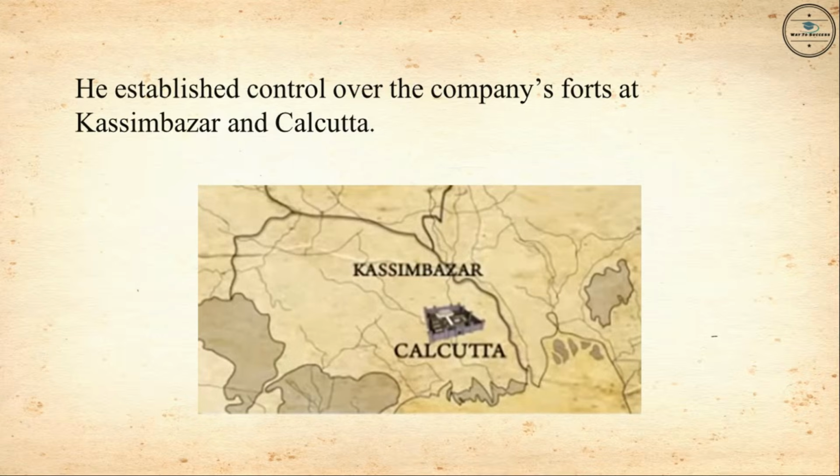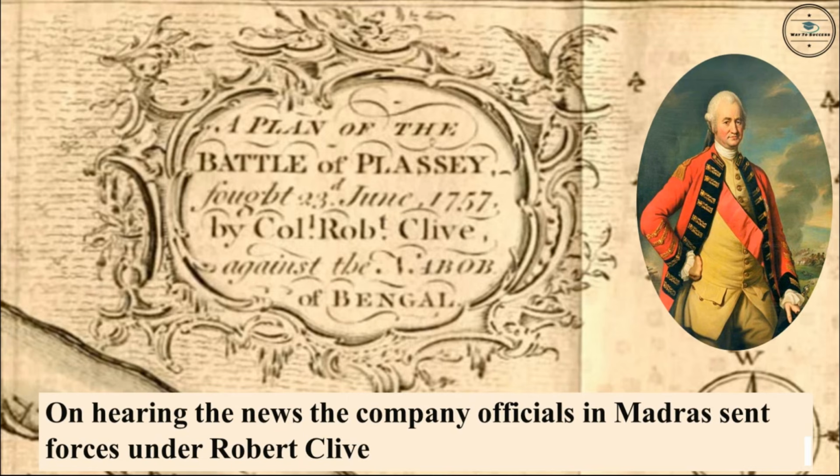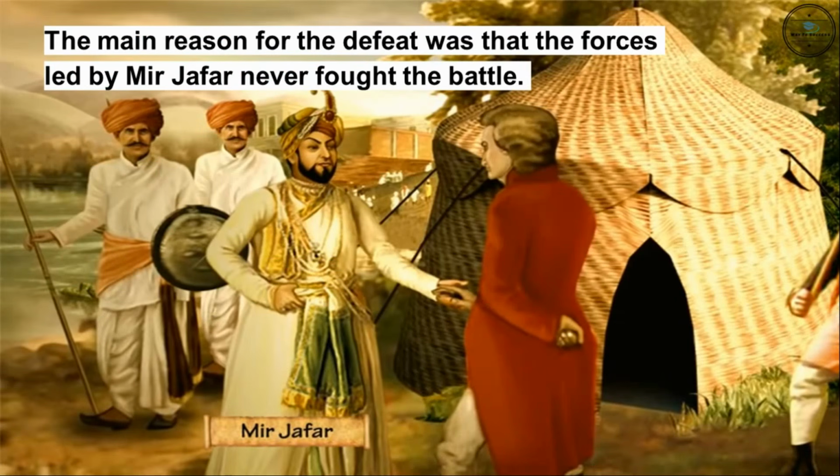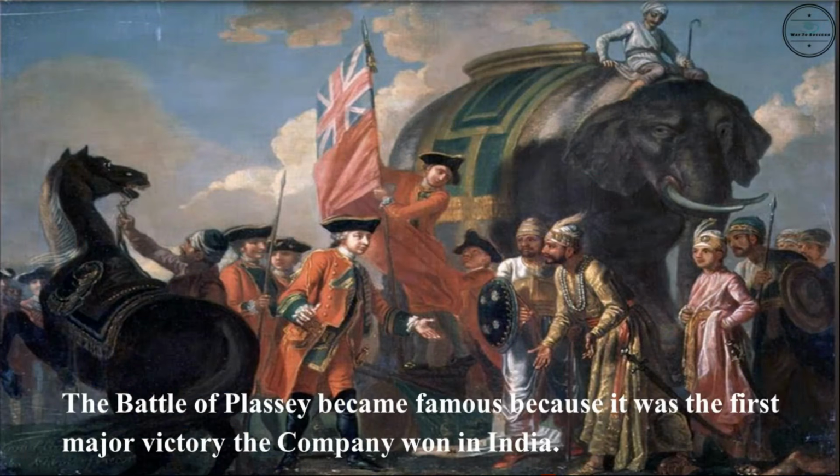Siraj-ud-Daulah established control over the company's forts at Kasimbazar and Calcutta. On hearing the news, the company officials in Madras sent forces under Robert Clive. In 1757, Robert Clive led the company's army against Siraj-ud-Daulah at Plassey, and he led the company to victory. The main reason for the defeat was that the forces led by Mir Jafar never fought a battle. The Battle of Plassey became famous because it was the first major victory the company won in India.